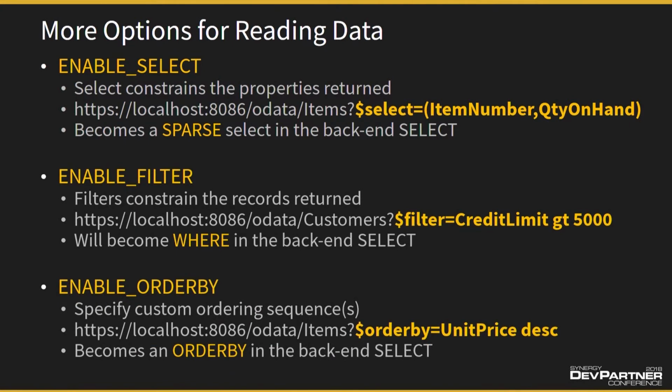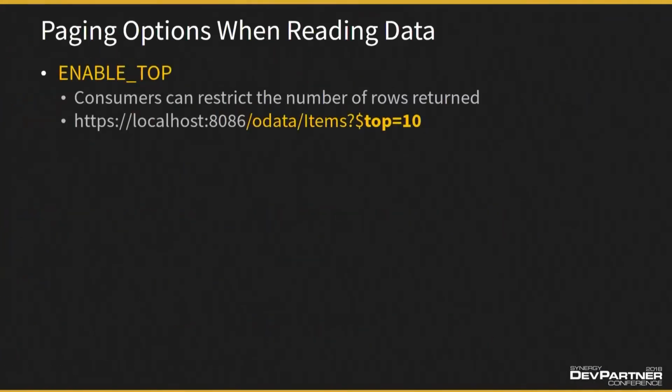You can also enable order by. It enables you to say, I want to order the results by unit price descending. And again, you can have multiple levels. Hopefully that's something that's going to translate into a key, but if not, then we'll sort the results and return them in the right sequence for you.